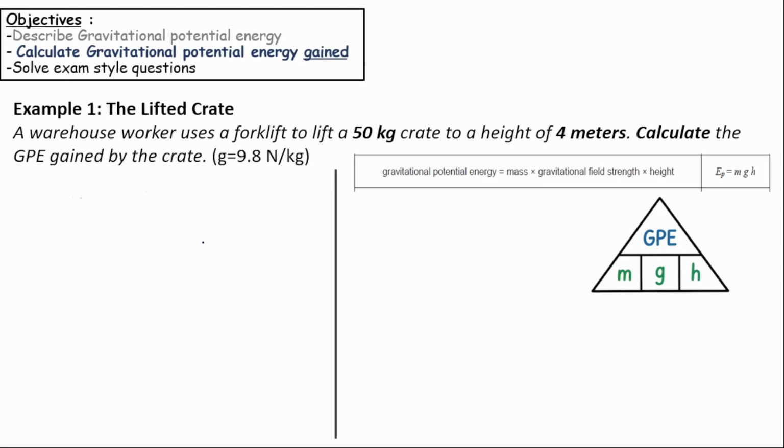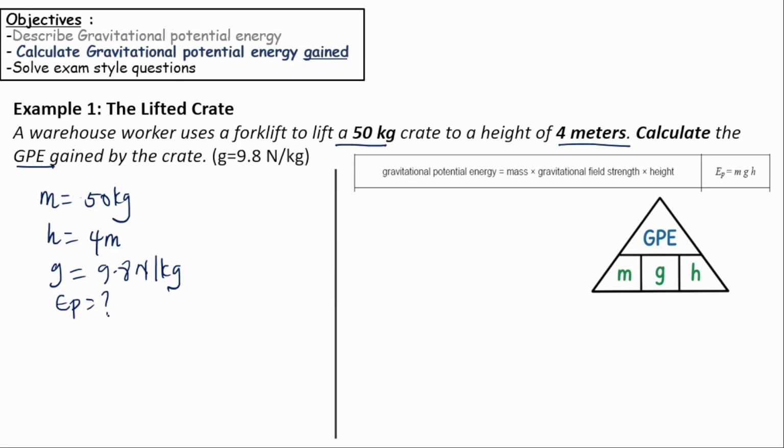Let's try our first example. A 50 kg crate is lifted 4 meters. Calculate the GPE. So we have 50 kg, 4 meters, and we're asked to find the GPE. M is equal to 50 kg, which is the mass. H is equal to 4 meters, which is the height. And the gravitational field strength is 9.8 newtons per kilogram. We're asked to find the gravitational potential energy.